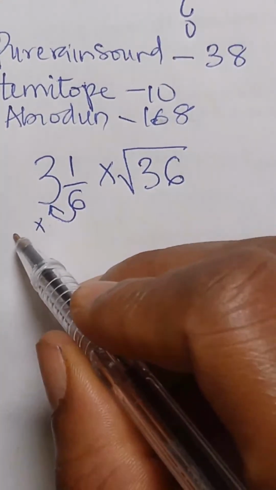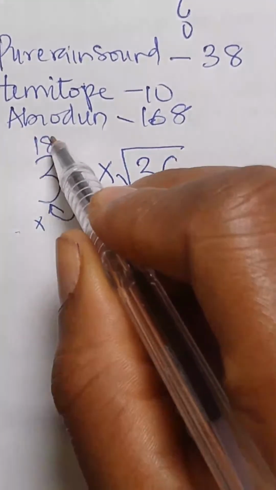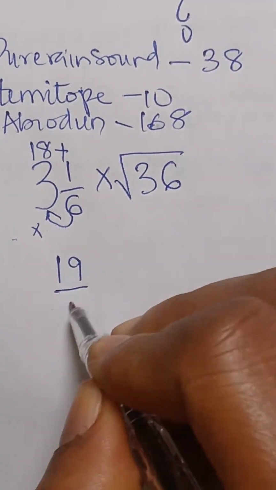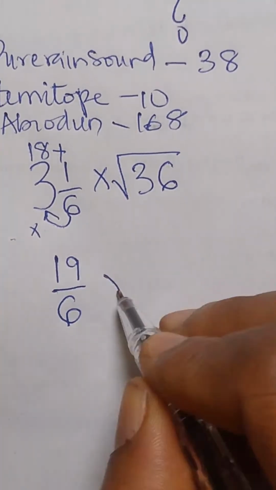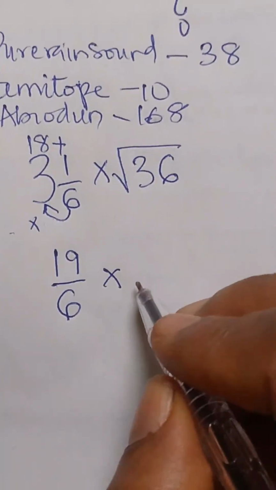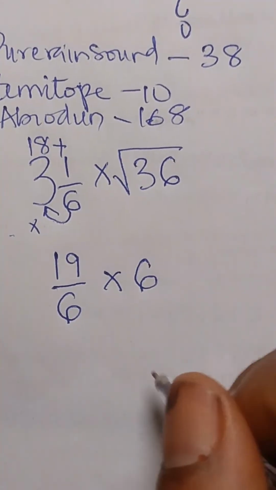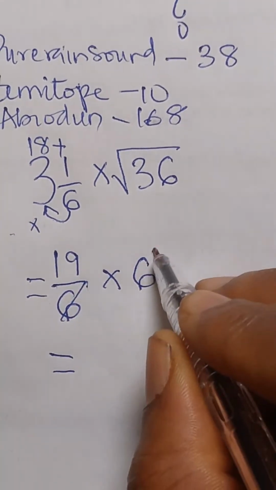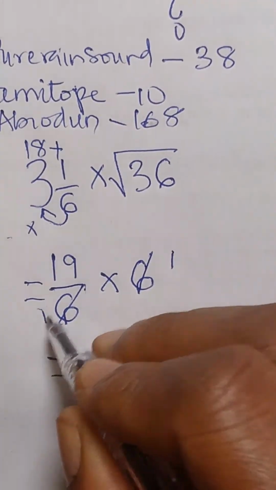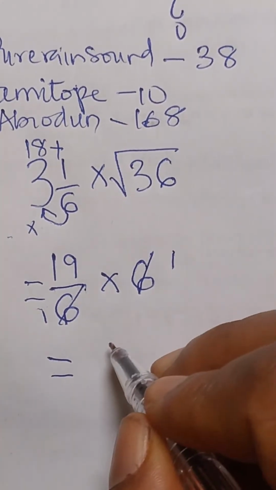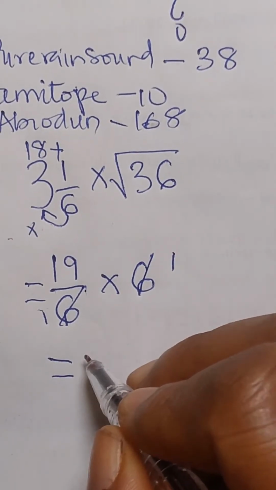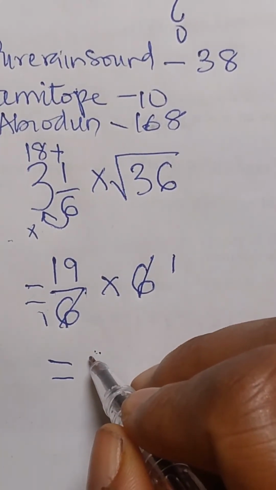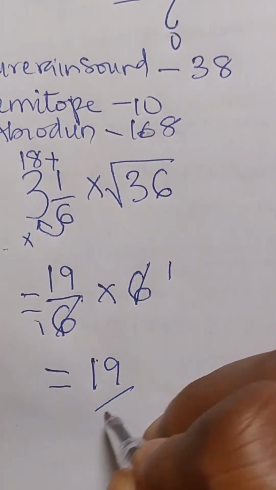So we are going to convert first to improper fraction. 6 times 3 will give us 18. 18 plus 1 will give us 19, 19 all over 6, right? Times square root of 36 is 6. So we are going to cancel 6 here, we'll cancel 6 here, and we have 1, 1. 19 times 1 will give us 19. 19 all over 1 will give us 19. So the answer is 19.